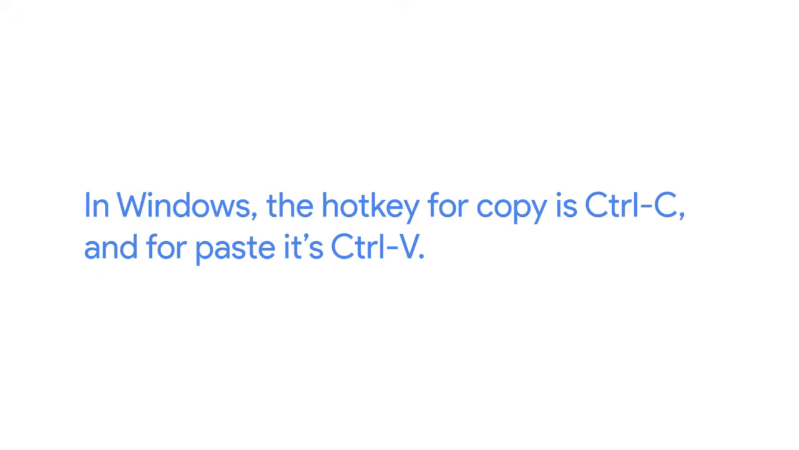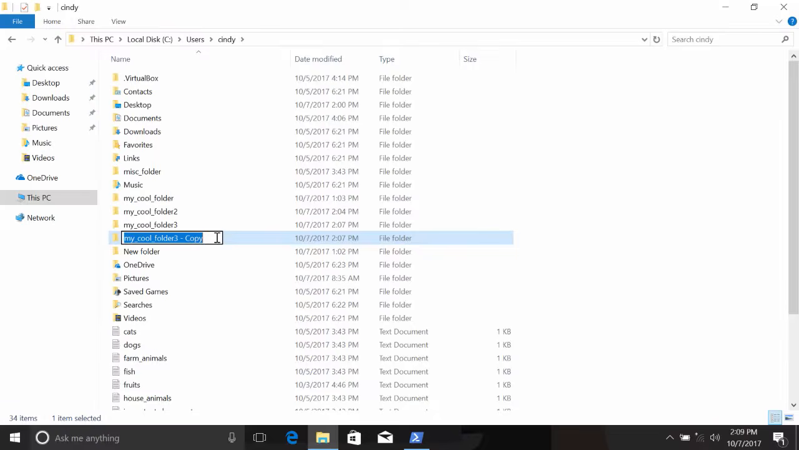A hotkey is a keyboard shortcut that does some sort of task. In Windows, the hotkey for copy is Ctrl-C, and for paste, it's Ctrl-V. In PowerShell, the command used to copy something is cp. We also need to add a file that we want to copy and the path of where we want to copy it to.